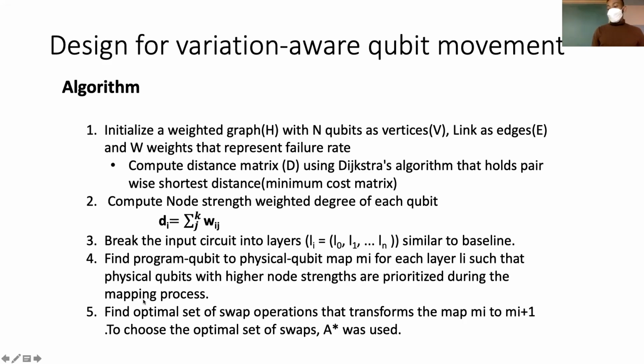Finally, we find the optimal set of swap operations that transforms the map Mi to Mi plus 1. Since we already have the distance matrix, we can use the A* algorithm to find the optimal set of swap operations. This one is heuristic, so although we have an exponentially scaling search space, it won't be difficult to solve.